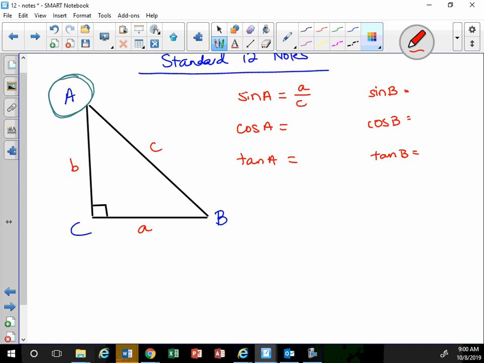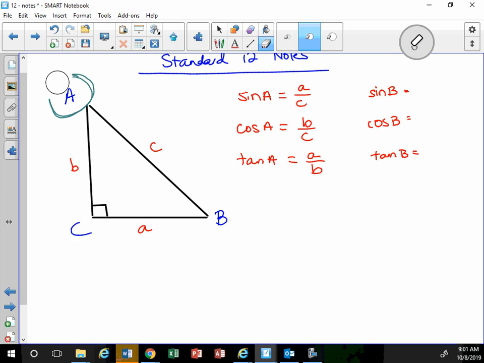What is the cosine of angle A? B over C, adjacent over hypotenuse. Are you okay with what adjacent means? It's the one right next to it. It helps make that angle. All right, then tangent of A. A over B, opposite over adjacent. Okay.